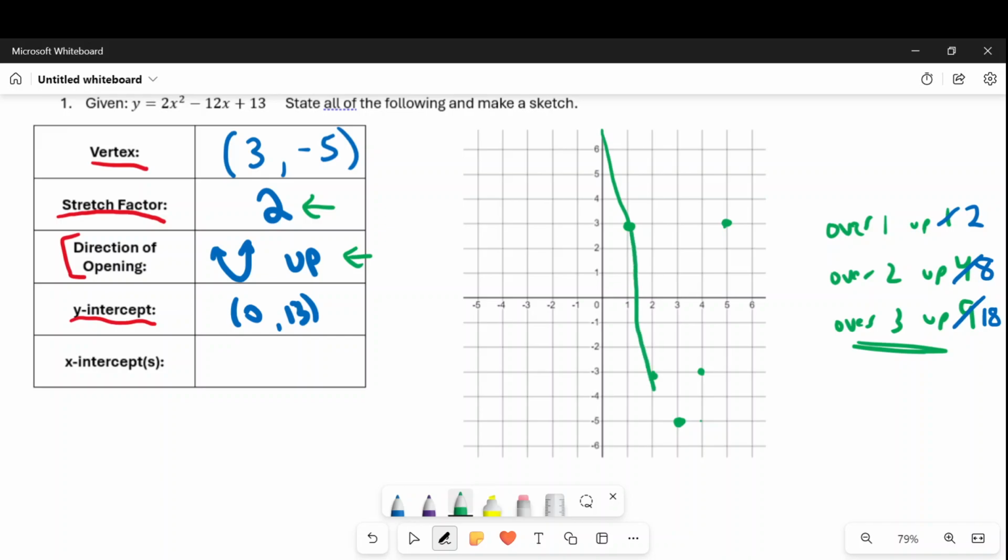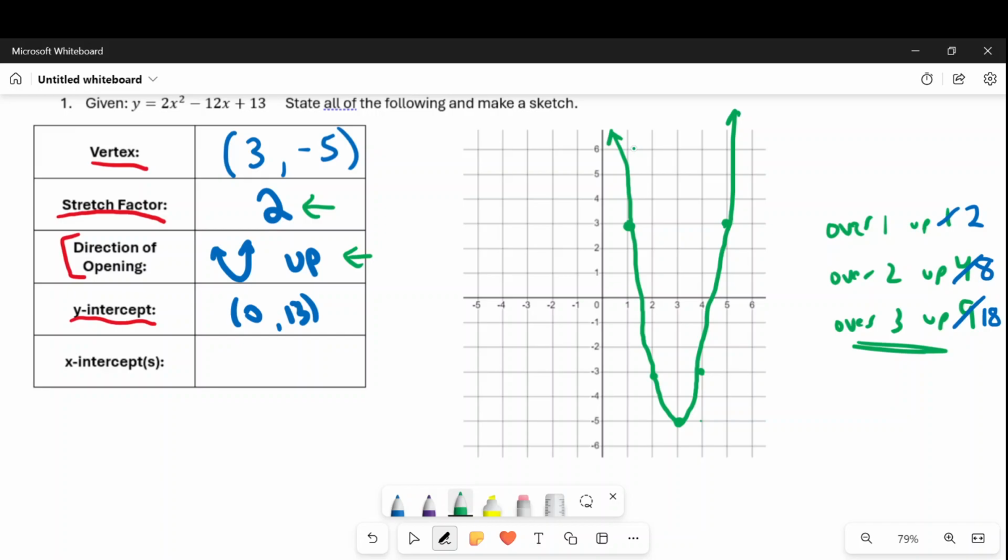I can do better than that. It's hard to draw with this writing tablet, but at least I can try to touch the vertex. There we go. What a terribly horrible looking parabola. But nonetheless, there's my parabola.